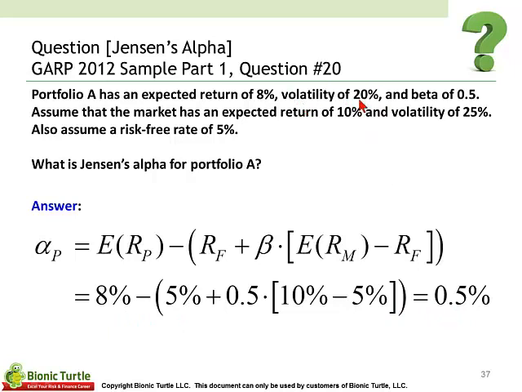Notice GARP is sneaky. We didn't really need the volatilities of either the portfolio or the market return. Although if we weren't given the beta, we could be given the volatilities and the correlation, because we should be able to get the beta from the correlation and the cross volatility.